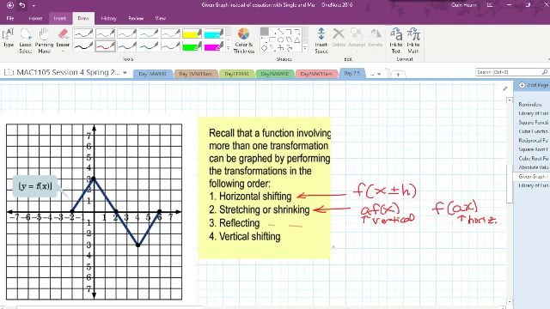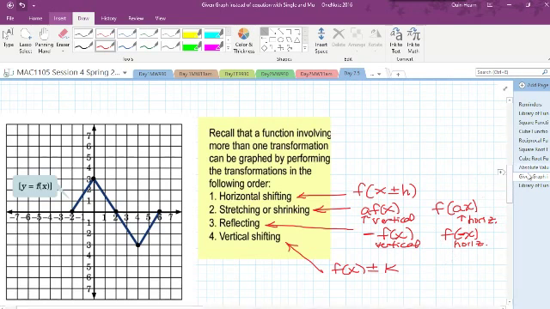And then next, you're going to do any reflecting. Reflecting occurs when you have a negative out front or a negative inside the parentheses. Remember, f of x is just y, so when we negate the y, that gives you a reflection over the x-axis. That's called a vertical reflection. If you negate the x inside the parentheses, you get a horizontal reflection. And then lastly, you do your vertical shift, which happens when you add or subtract outside of the parentheses, outside of the function.